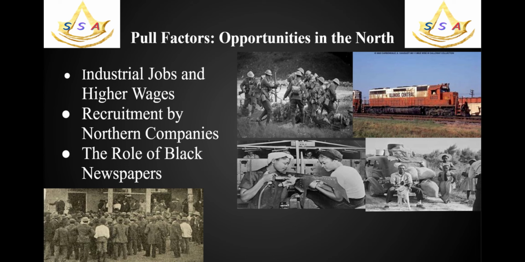the reduced European immigration. Immigration restrictions during the war reduced the supply of white immigrant labor, so northern industrialists actively recruited Black southerners, offering higher wages than the agricultural jobs in the South. An example is that in 1916, the Illinois Central Railroad hired over 1,000 Black workers from Mississippi alone. Wages in northern factories were often 2 to 3 times higher than southern farm labor.